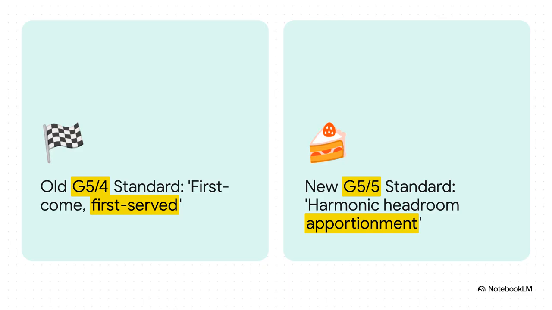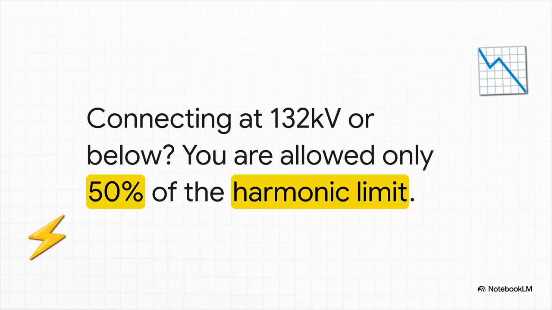It treats grid capacity as a highly finite shared resource that actually has to be managed for both current users and future ones. And that brings us to a huge principle of this new standard. Apportionment basically means the network operator looks at the total available headroom, the gap between the background noise and the maximum planning limit, and they divide it up.